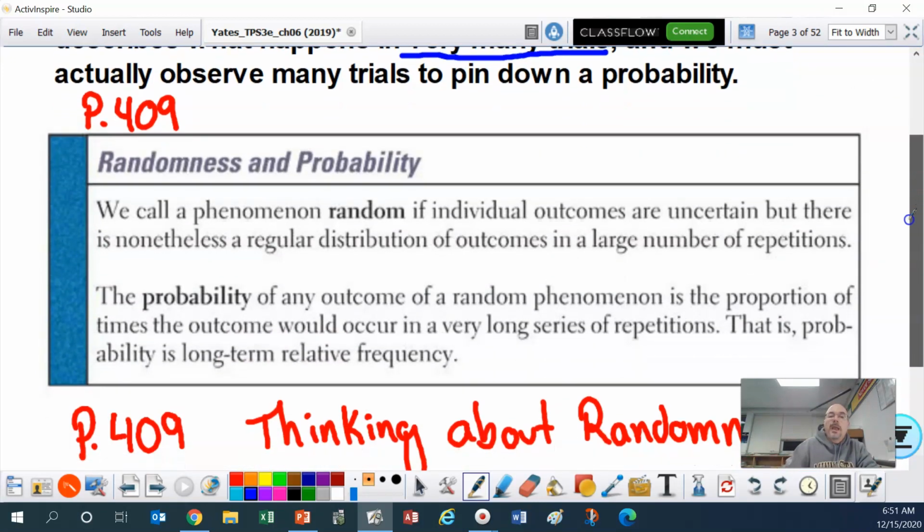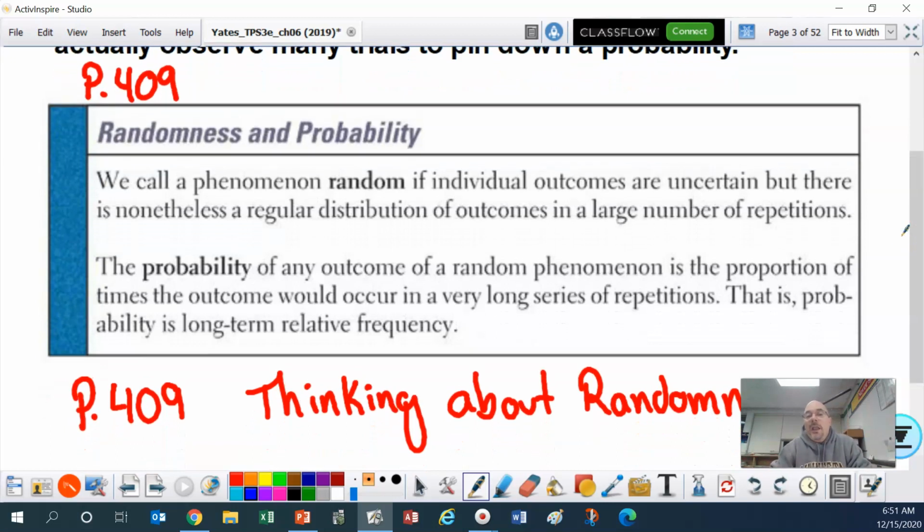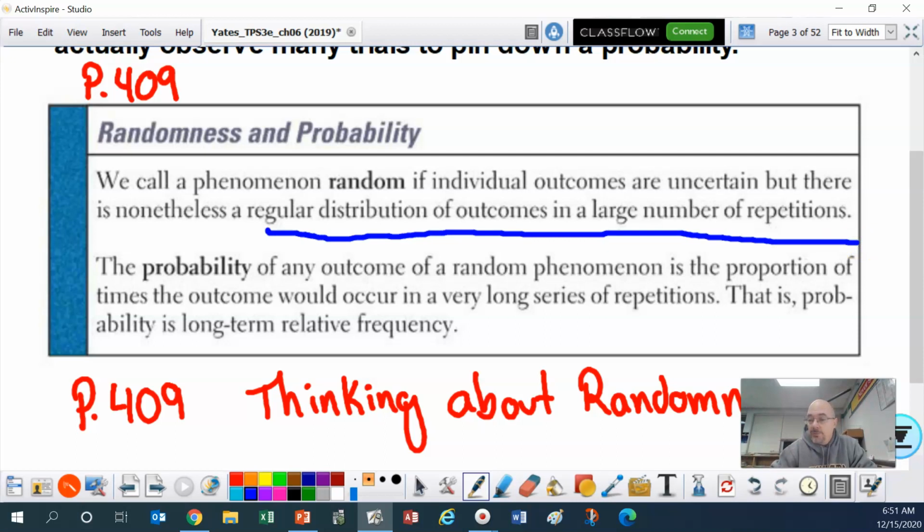On page 409, randomness and probability. We call a phenomenon random if individual outcomes are uncertain, but there is nonetheless a regular distribution of outcomes in a large number of repetitions. So once you've done it many times, you start seeing a regular distribution. The probability of any outcome of a random phenomenon is the proportion of times the outcome would occur in a very long series of repetitions. That is, probability is long-term relative frequency.